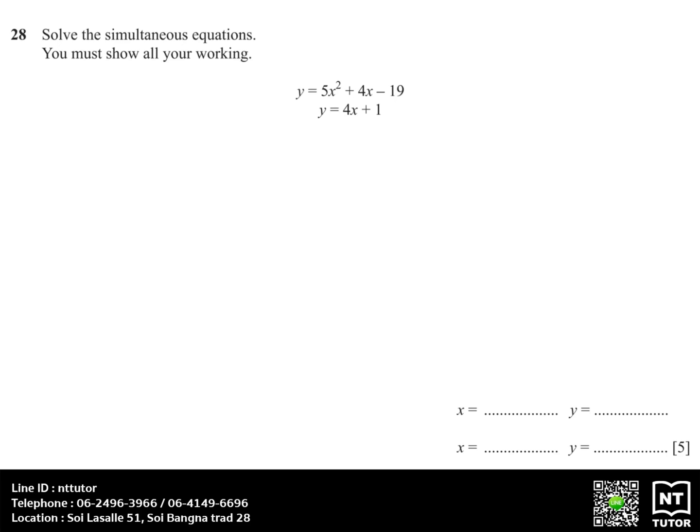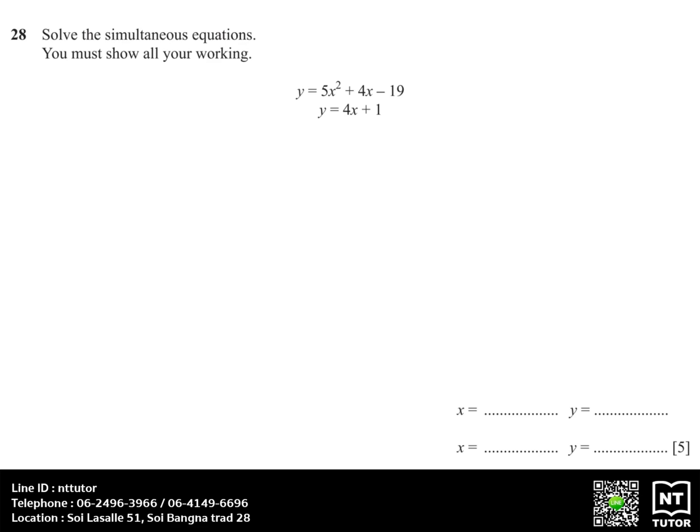Solve the simultaneous equations. You must show all your working. We have y equals 5x squared plus 4x minus 19 and y equals 4x plus 1.